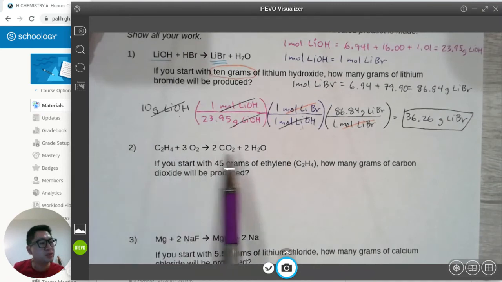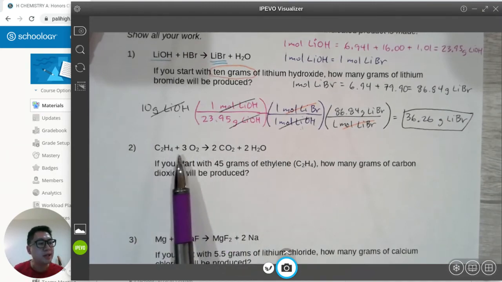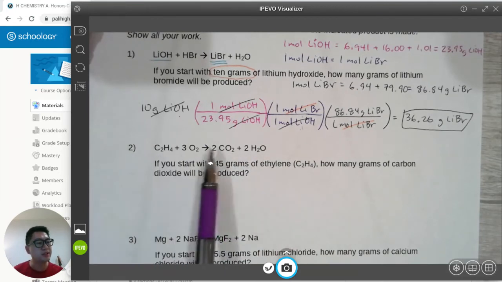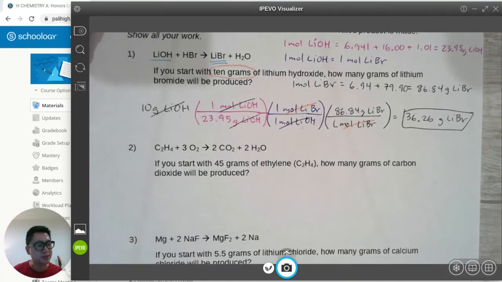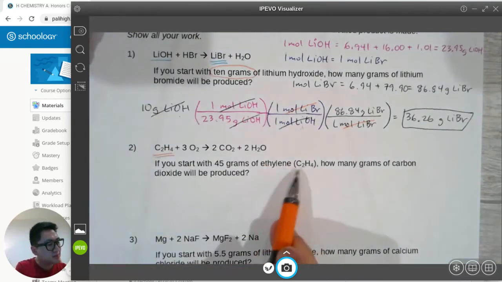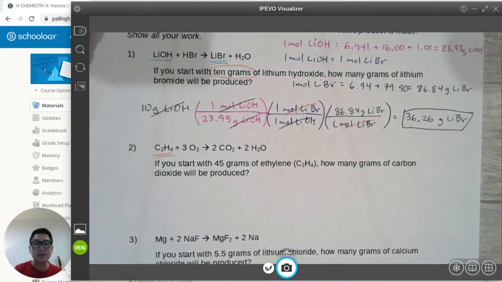Coefficients 1, 3, 2, 2. Those coefficients mean something. Those are the mole ratios. The question says, if I start off with 45 grams of ethylene, which is that thing, and it says C2H4 is ethylene, in case you didn't know, and I wouldn't have expected you to know that before.